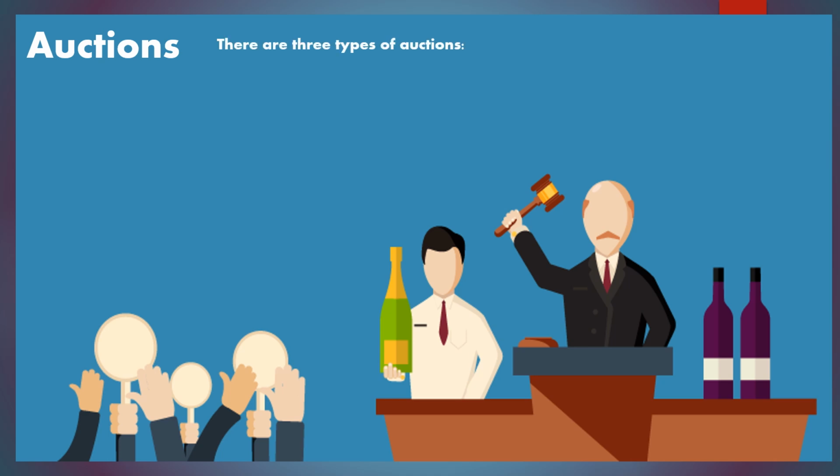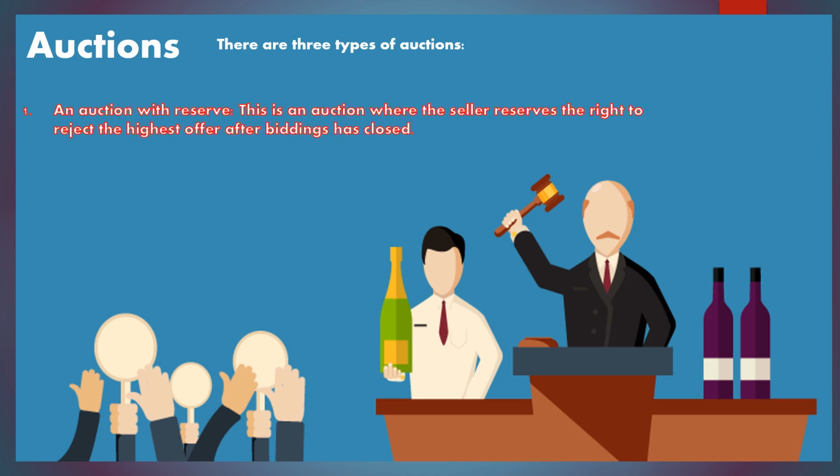The first type is an auction with reserve. This is an auction where the seller reserves the right to reject the highest offer after the bidding is closed. Now, one of the reasons why you would have an auction with reserve is, you think about this.